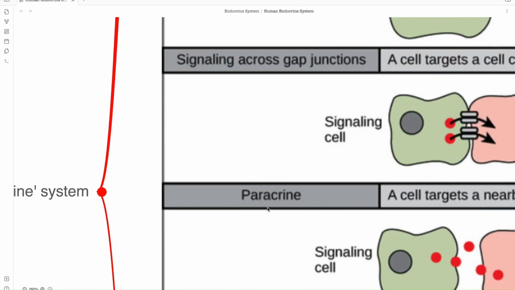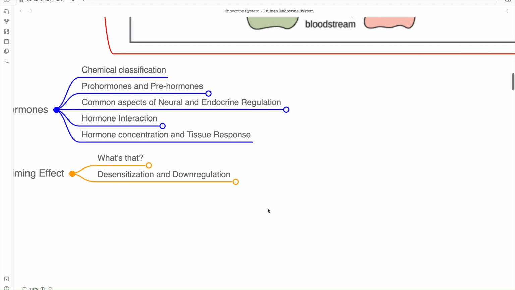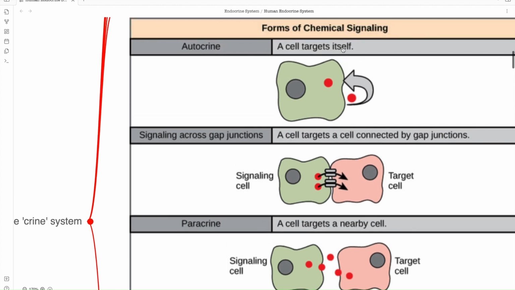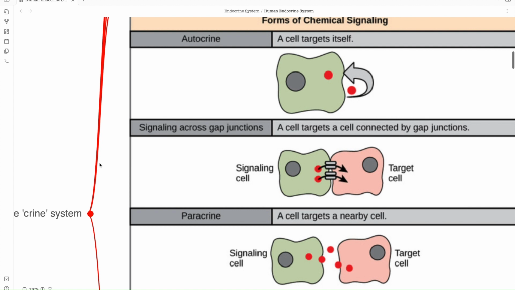Growth factors, not growth hormone, growth factors. So a cell secretes a growth factor, and that growth factor can act on that cell for further development and growth of that source cell only. So that is the crine system.